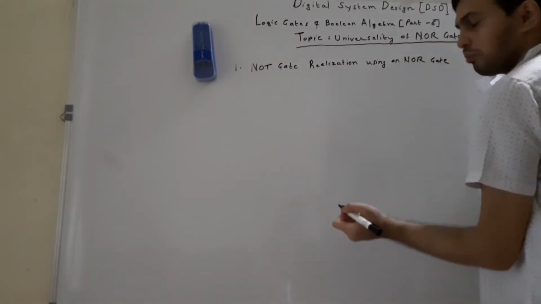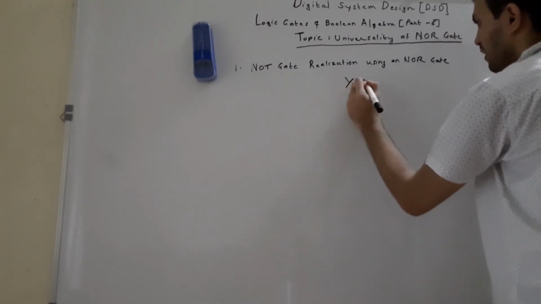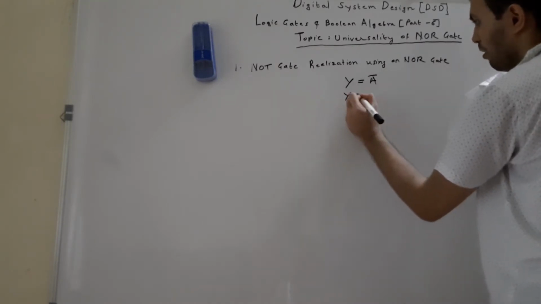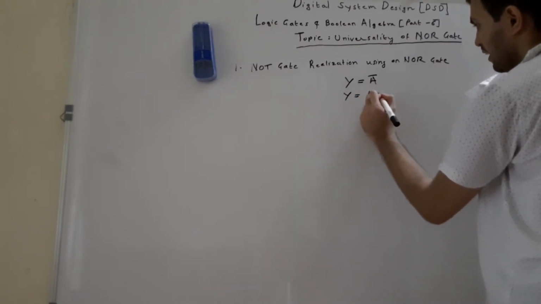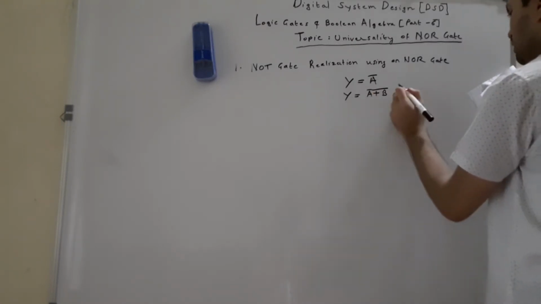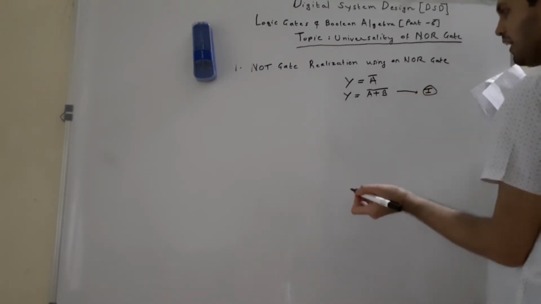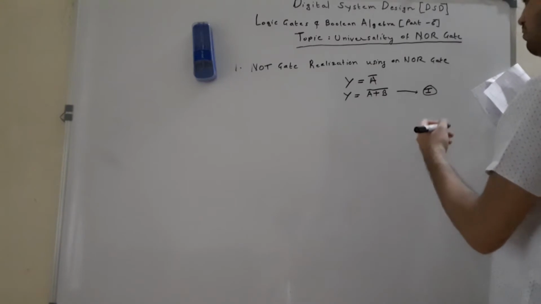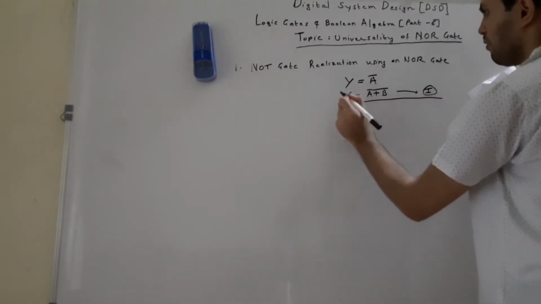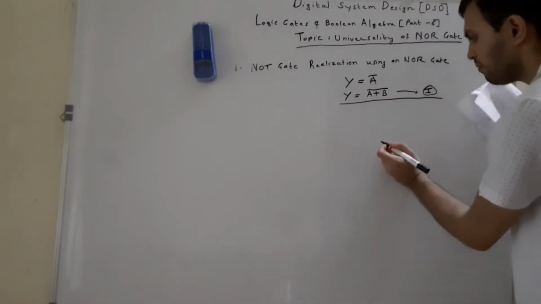So what is the logical expression or Boolean expression for your NOT gate? Y is equal to A bar. And what is the logical expression for a NOR gate? That is (A plus B) bar. Now what we have to do is realize a NOT gate. We have a NOR gate with us, and we want to realize a NOT gate using NOR gate. So how will you do that?